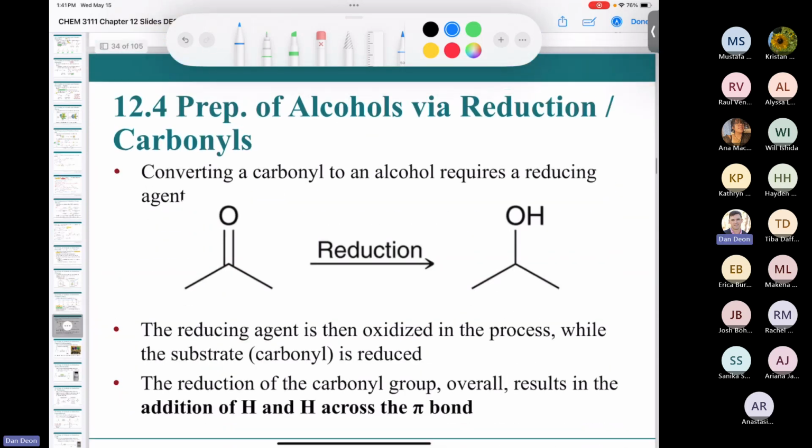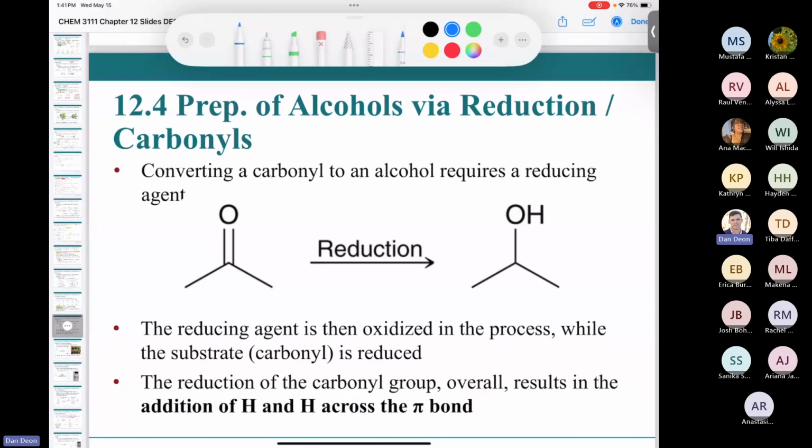All right, so with all that in mind, what's our take-home message? If we take a carbonyl, and a lot of times, like I said, when we're talking about a carbonyl, oftentimes we mean just aldehydes and ketones, and this is a ketone. We're reducing it to the alcohol.